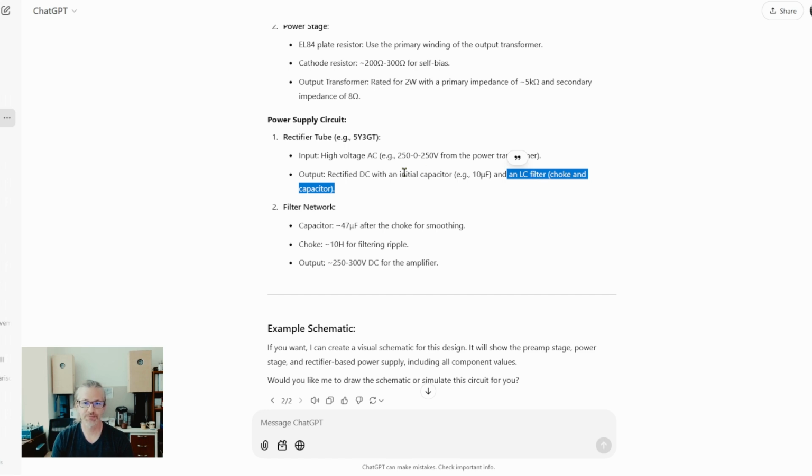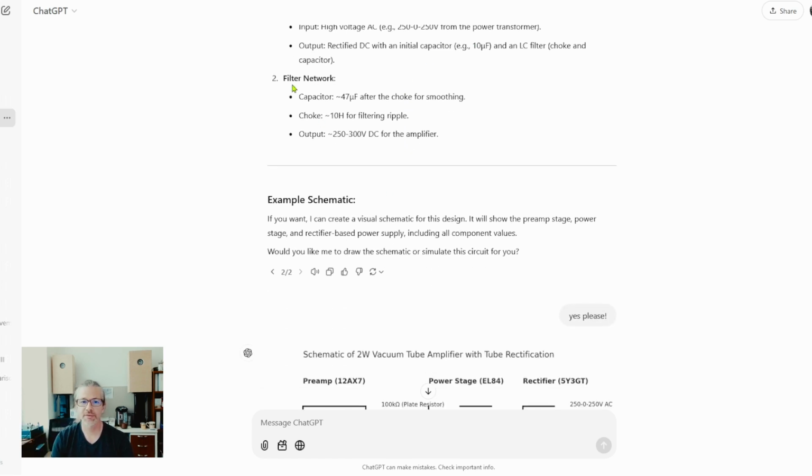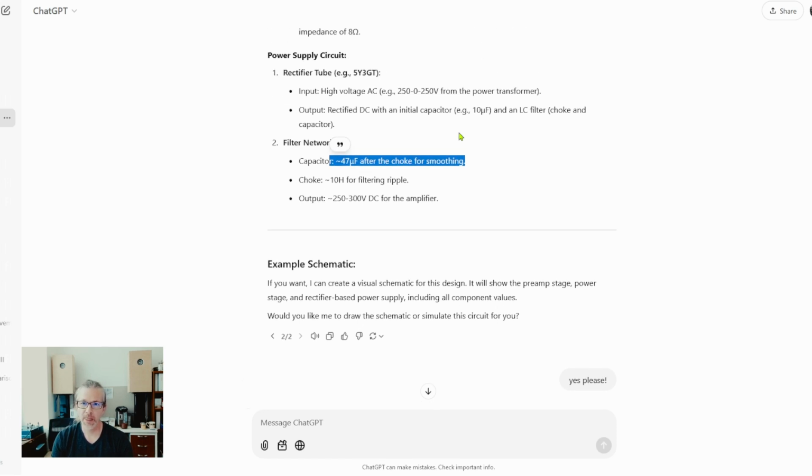But I would say, well, let's go. What else does it say? Filter network capacitor 47 microfarad after the choke for smoothing. Now this is kind of confusing, because what it refers to here is the same thing as here, and it didn't tell us that it's talking about the filter network. This choke, 10 Henry, for filtering ripple. So this is the choke that it talks about.